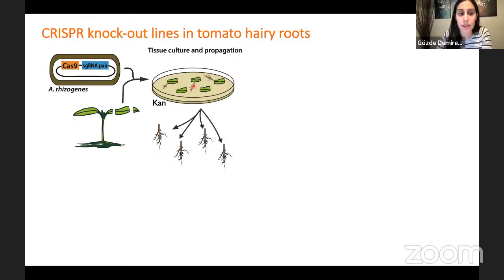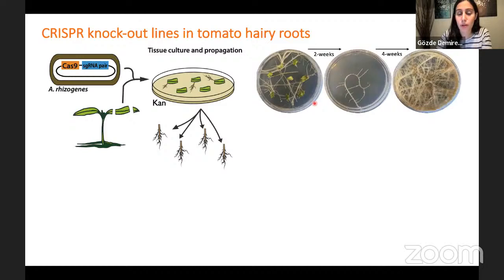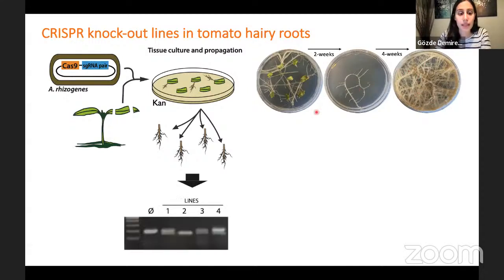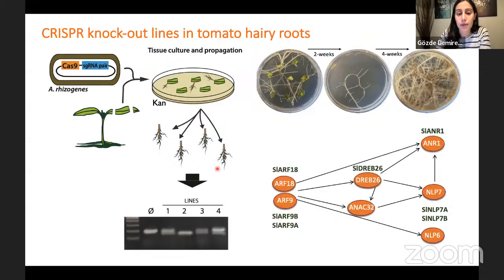These are all independent transformation events that we select on a kanamycin plate, and then we can propagate them on plates like this. So this is how it looks. You start with leaves, and then they start giving these root pieces. You can transfer an individual root onto a plate and culture it like this. So this is a mutant of one of the transcription factors, for example. And we can genotype them, and we see a lot of different types of CRISPR edits, large deletions in some cases, or indels. In tomato, we typically use 2 to 3 guide RNAs per gene to make sure we get nice edits. So in this case, we did all the single and combinations of mutants in this network.